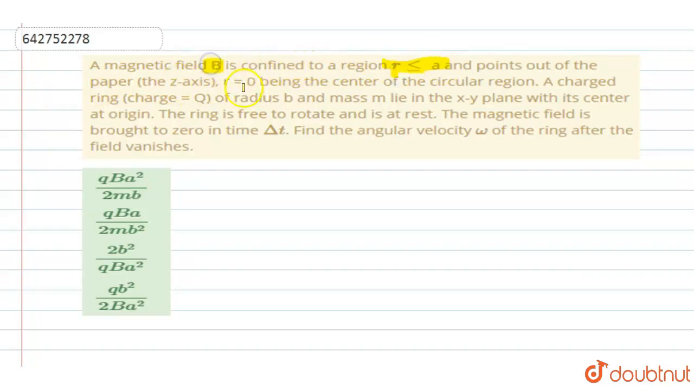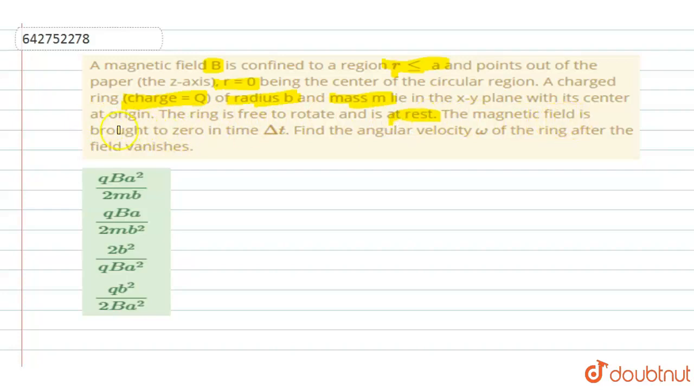Magnetic field B is confined to a region r less than or equal to a and points out of the paper, r equals 0 being the center of the circular region. A charged ring, having charge Q, radius b, and mass M, lies in the xy plane with its center at the origin. And now the ring is free to rotate and is initially at rest.